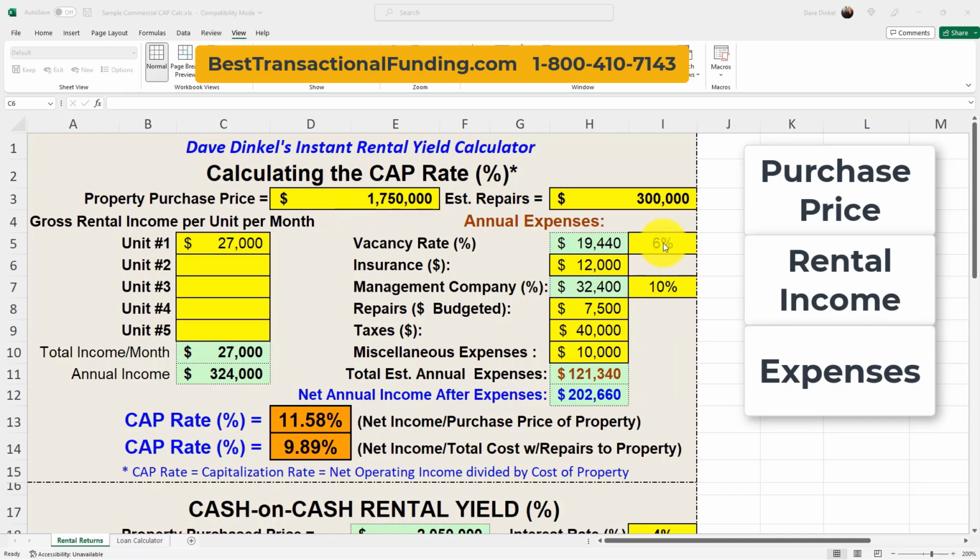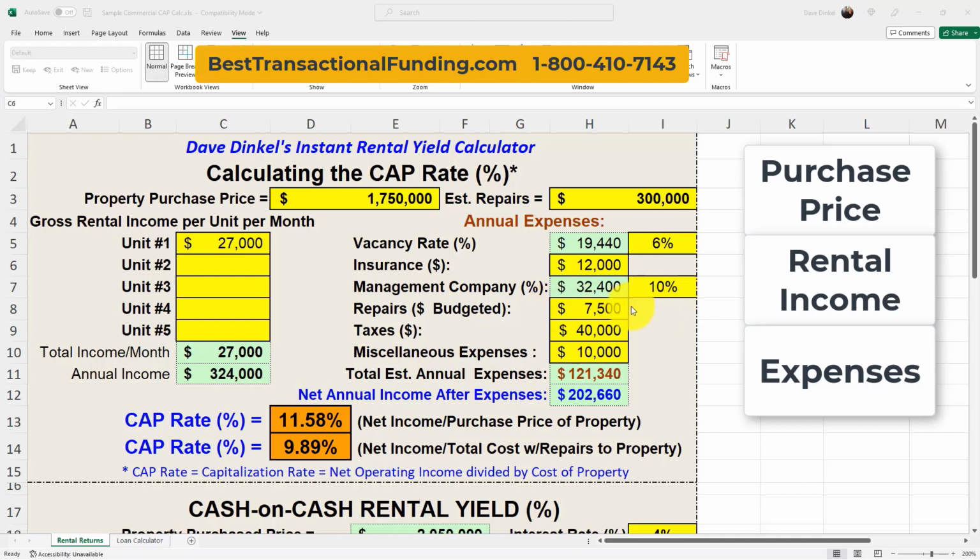You choose a vacancy rate. I've chosen 6%. That's kind of standard in the industry. That automatically comes out to $19,000. Insurance, I picked a number, $12,000. Management company, I chose 10%. You can use any number you want. Any yellow cell can be changed. Any other colored cell is automatically calculated and frozen.